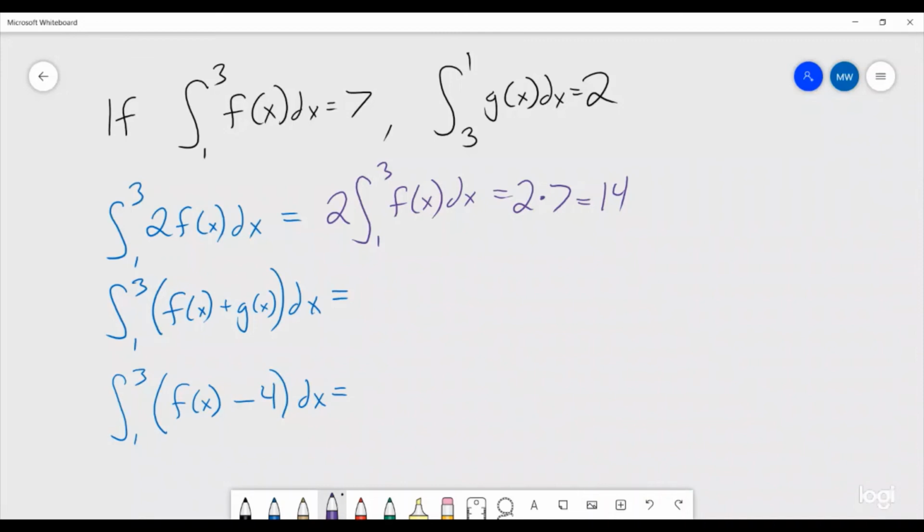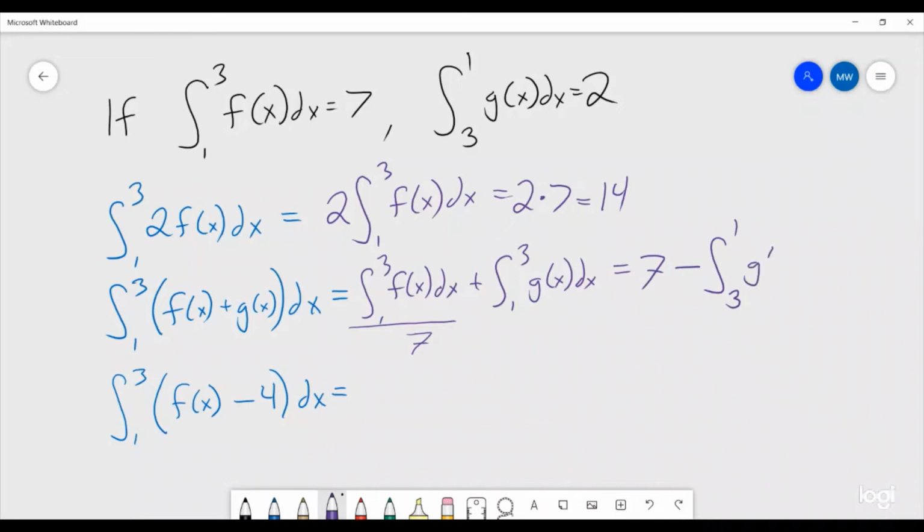The second one, we can break them up by addition, so this becomes the integral from 1 to 3 of f of x dx plus the integral from 1 to 3 of g of x dx. Well, this first one is 7, but 1 to 3 is not the same as 3 to 1. So if we flip the order of our bounds, we multiply by a negative. So this becomes a minus the integral from 3 to 1 of g of x dx. So this will become 7 minus 2, so this one is 5.